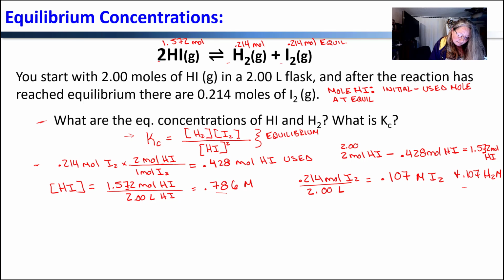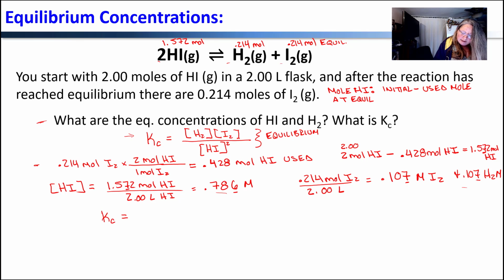1.57, sorry. So 3 Sig Figs there, 3 Sig Figs there, so 3 Sig Figs here. And then 3 Sig Figs here, and 3 Sig Figs here. Cool. Now, the next thing we want to do is figure out what our Kc is. We have all of the values that we need.